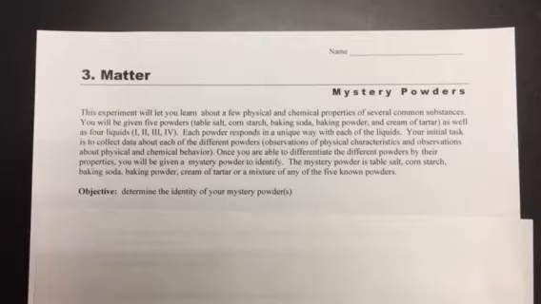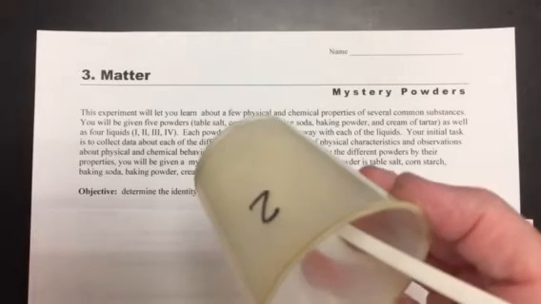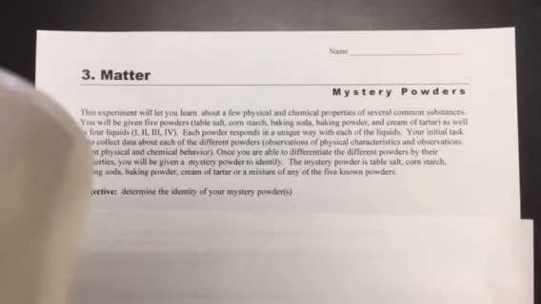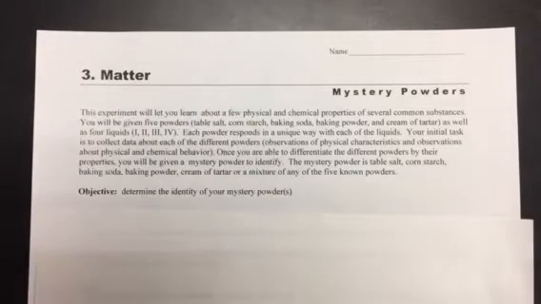Hello, our lab today is called Mystery Powders because we've been given two unknown substances that we need to identify. They've only been identified with numbers, like number 2 or number 12. So these are our two unknowns, and they are going to be either table salt, sodium chloride, cornstarch, baking soda, baking powder, or cream of tartar, or perhaps a mixture of these.